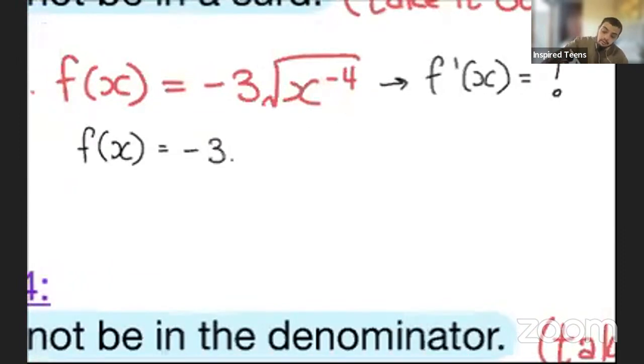So this power here would be a 2, because whenever there's no number outside of the surd, it's always the square root. So it's the square root of x to the power of -4, which becomes -3 times x to the power of -4 over 2, which is essentially -2. Okay, now we can derive. So the first derivative of this is equal to, -4 over 2 is essentially -2. -2 times -3 becomes +6. +6 times x to the power of -2 minus 1, which becomes -3.